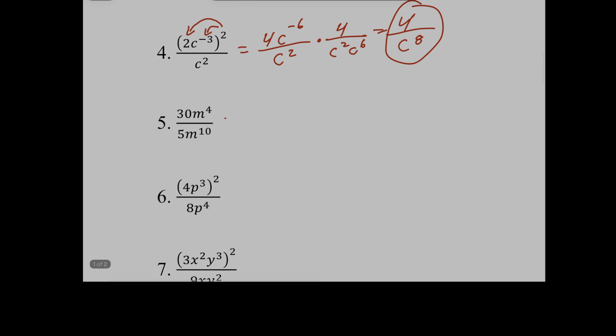Number 5, okay? 30 divided by 5 is 6. I have my m's, subtract, keep it on the side with the bigger number, which in this case is going to be on the bottom. Okay?